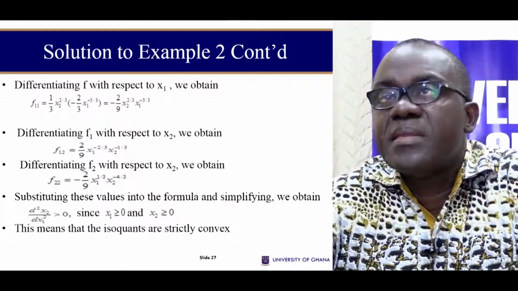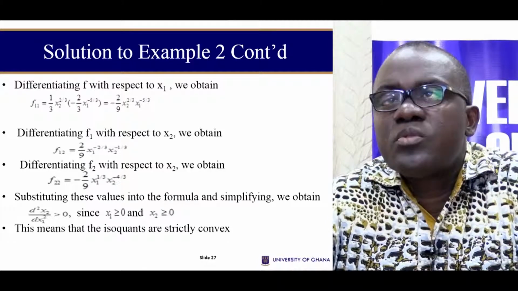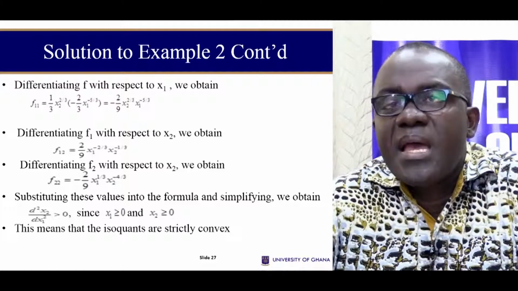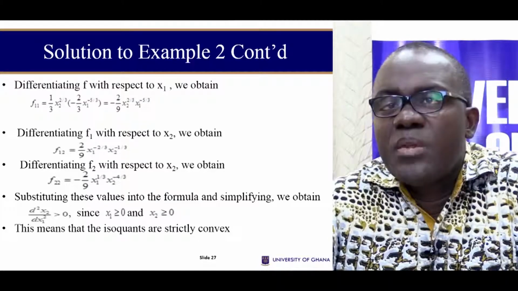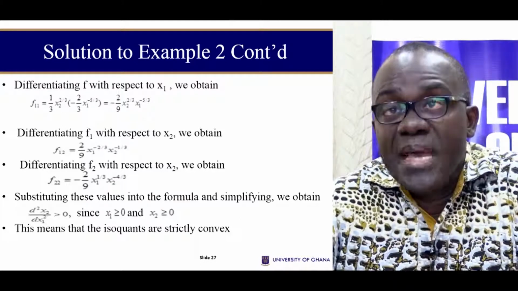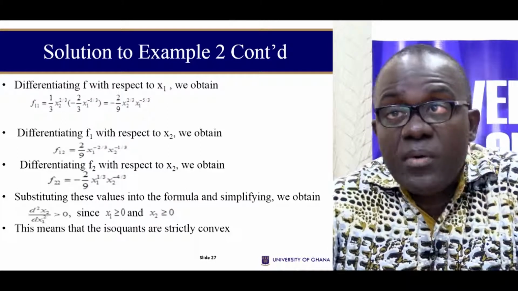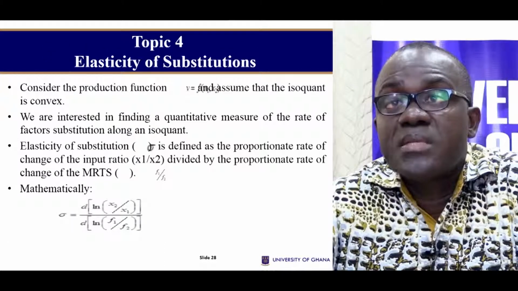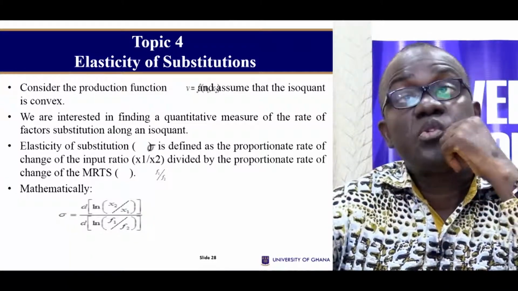We have again the first order differentials over here. When we do it with respect to x2, we have this, and again f2,2 we have this, and when we substitute these values into the formula, we can obtain what we have over here. We know that this value is greater than 0 because x1 and x2 are always positive, and we have this one to be strictly 0, and therefore we can talk about a strictly convex isoquant.